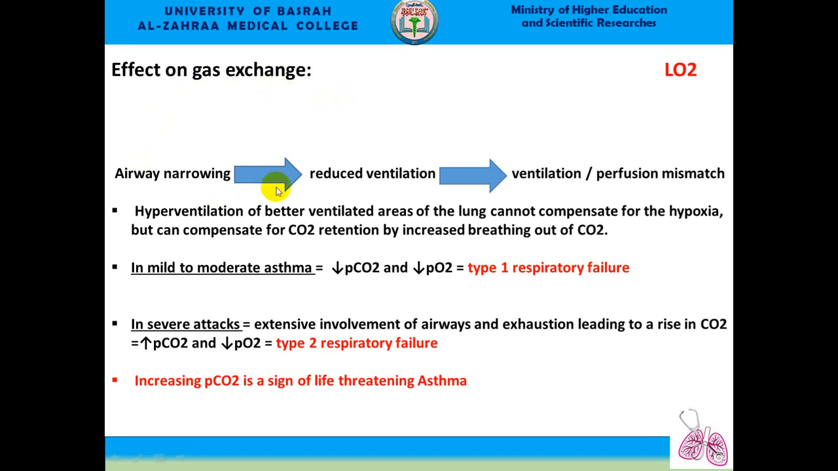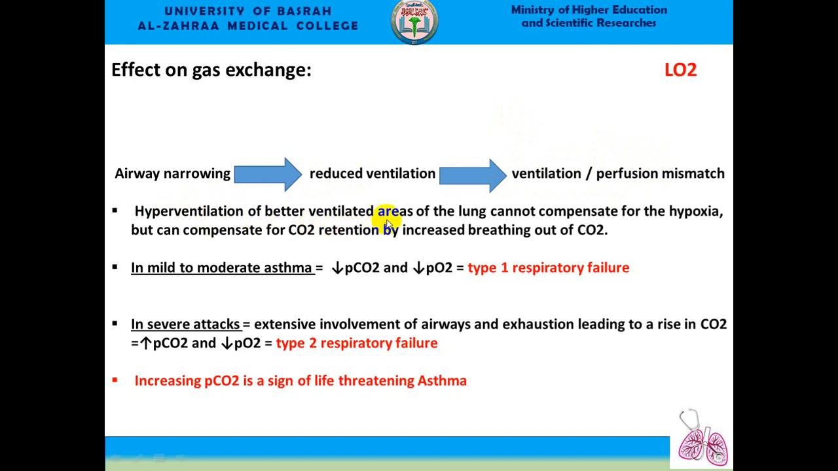Airway narrowing will result in reduced ventilation in some areas of the lung, while other areas of the lung are usually not affected in people with bronchial asthma. This will result in ventilation perfusion mismatch. So there is a defect in the ventilation. The air is not going easily into the lung, but the blood flow is normal because the arteries, the major arteries of the respiratory system, are not affected.